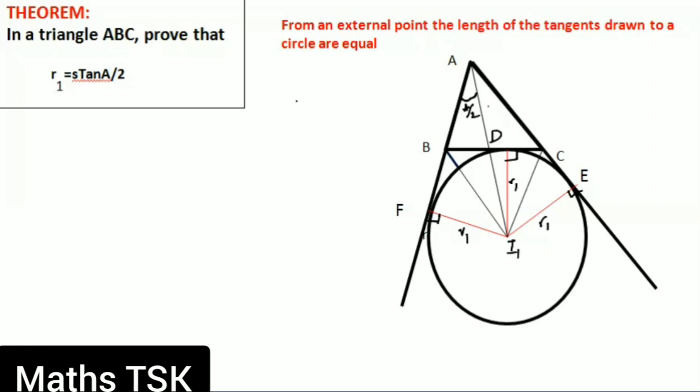So from A, what I can write is AF is equal to AE. One thing. What is the next? From B, I can write BD is equal to BF. And from C, I can write CD is equal to CE.